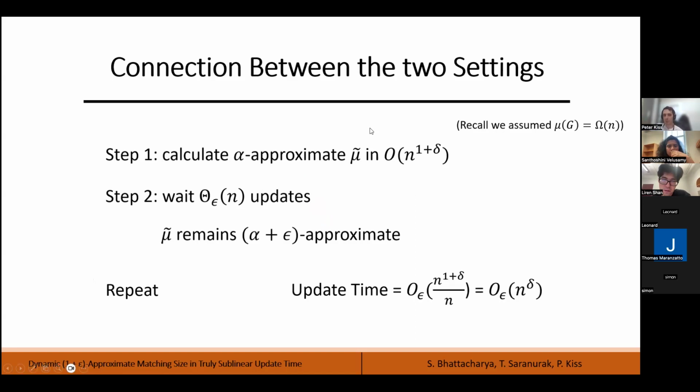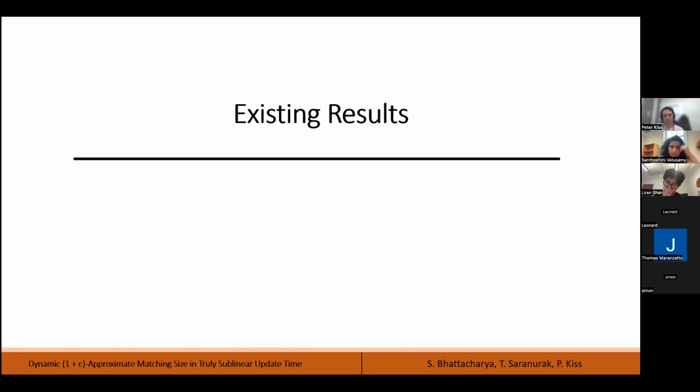And then we just recompute. And we can amortize the n to the 1 plus delta sublinear computation over these n updates to get the update time of n to the delta. So this is a very straightforward connection, but prior to our result, as far as we are aware, this connection did not lead to new dynamic size algorithms because the sublinear regime was sort of behind the dynamic regime in terms of results. So what are the existing results?